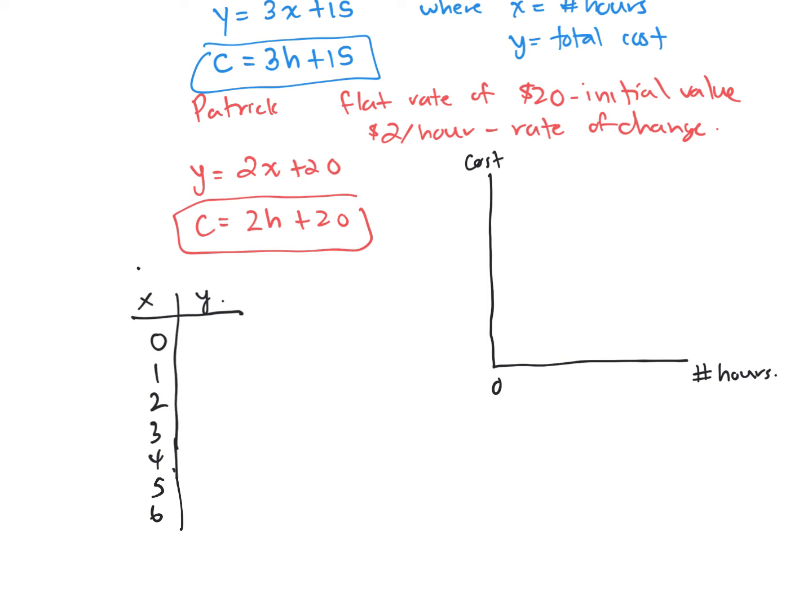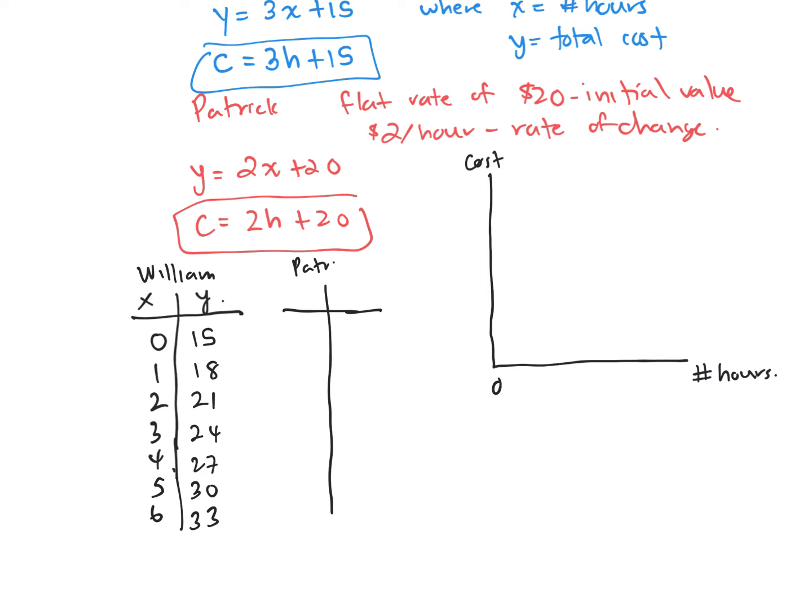Okay, so this is William. So for 0 hours, he's $3 an hour plus 15. So 0 hours would be $15. And then we're going to add $3 for each hour. And then we have Patrick. And we'll do the same. We'll go up by an hour each time. So he charges $20 for 0 hours plus $2. So we're going to add $2. And we'll get some values.